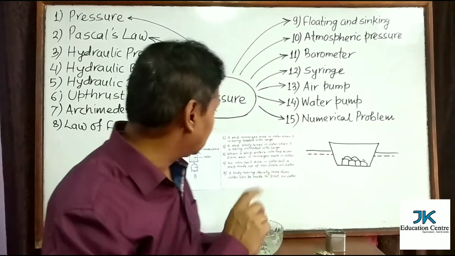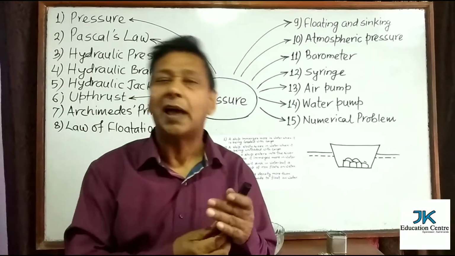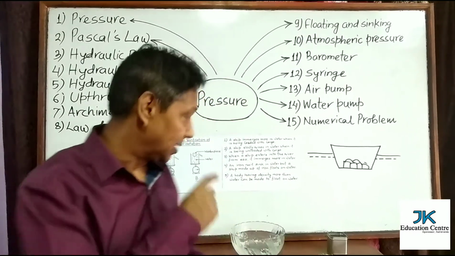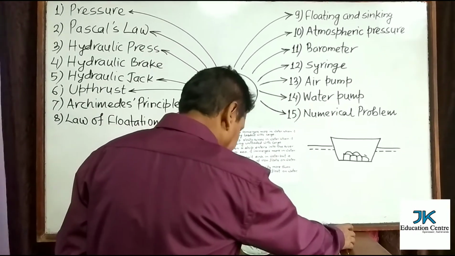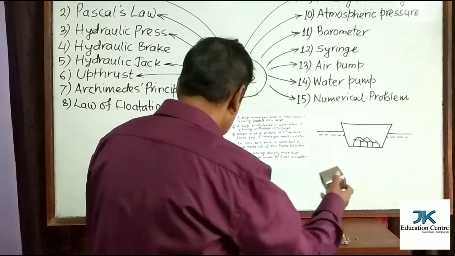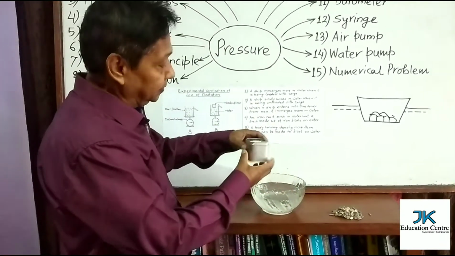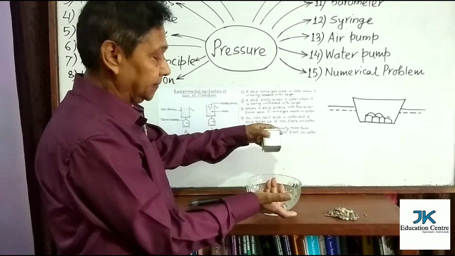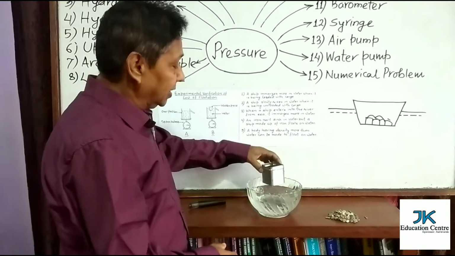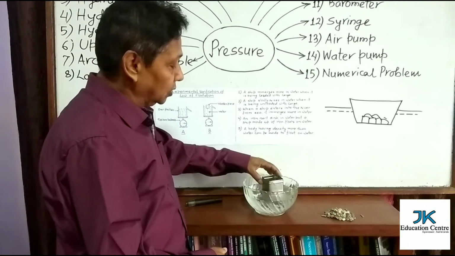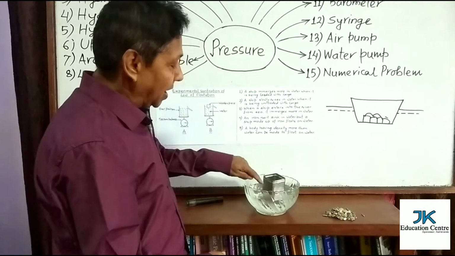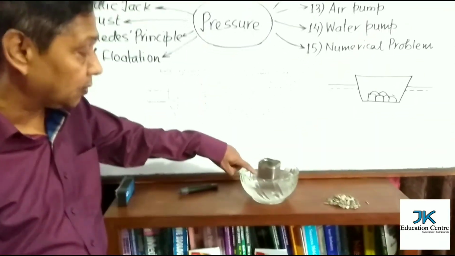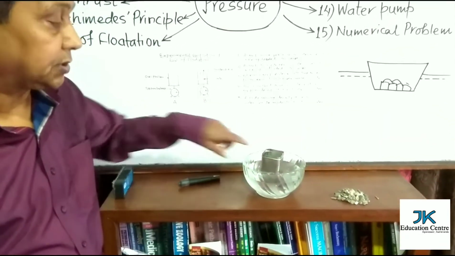Now I want to show you one simple experiment that makes this very clear. Look at this. This is a metal piece. Let's say this is a ship. It is made of iron. When we keep it in water, what happens? A part of it is immersed into water. Very little of it is immersed.